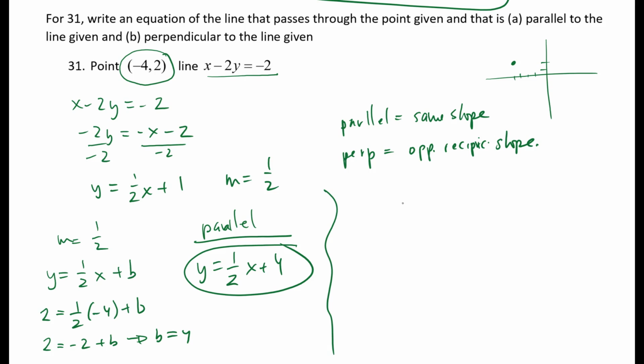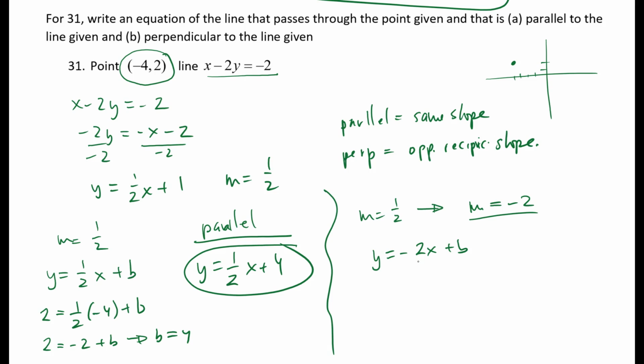And then the perpendicular line is going to have the slope as the opposite reciprocal. So the given line has a slope of 1/2. The opposite reciprocal of that will be, reciprocal of 1/2 is 2, and the opposite of 2 is -2. So we're going to do the same process now with the slope of -2. So we know that y equals -2x plus b. Just thinking of that same point being on the line.